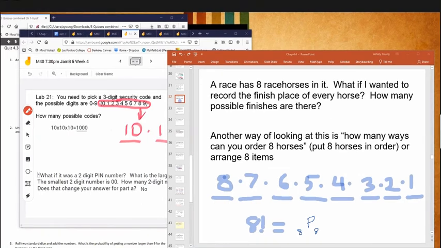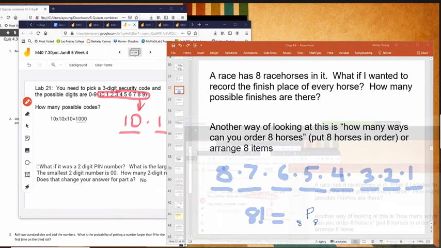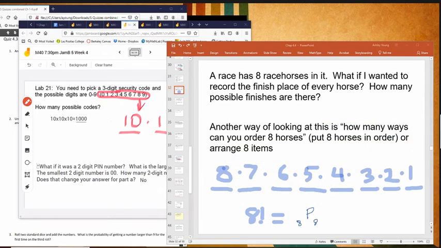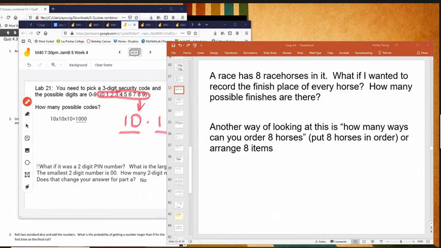Wait, but doesn't order not matter in this case? It does. It matters. I want to record the place of every horse. So that's whether you came in first, second, third, fourth, or fifth, all the way down to whether you came in seventh or eighth. I care if you came in seventh or eighth. I'm recording the finished place of every horse. So, good question. I'm glad you asked it. It does matter.